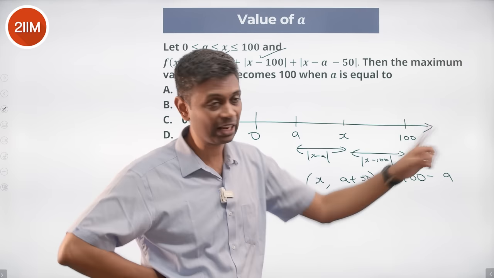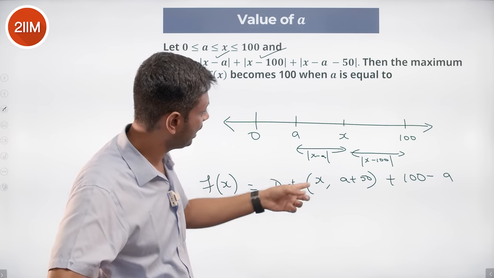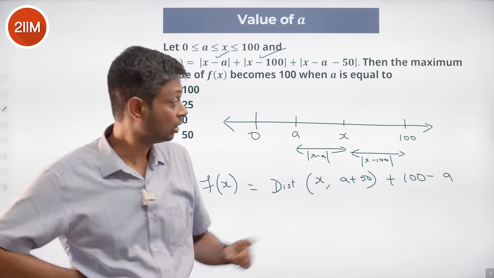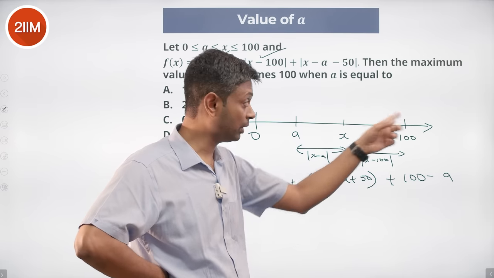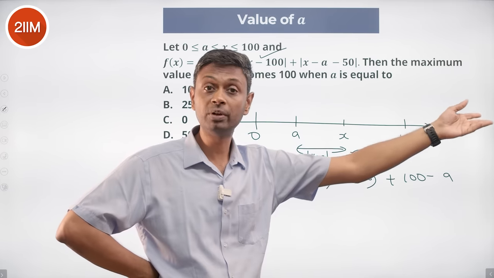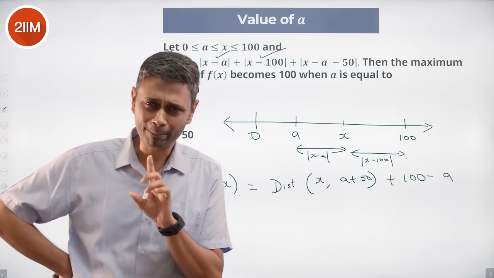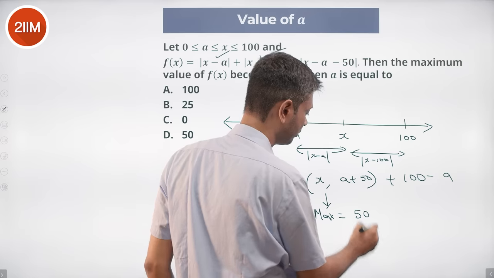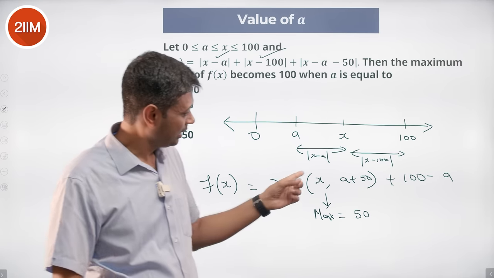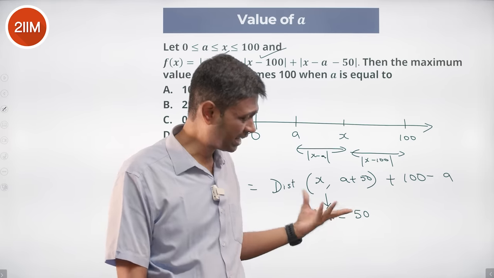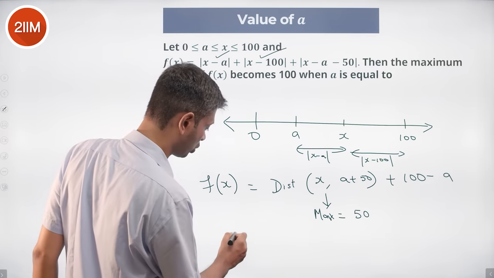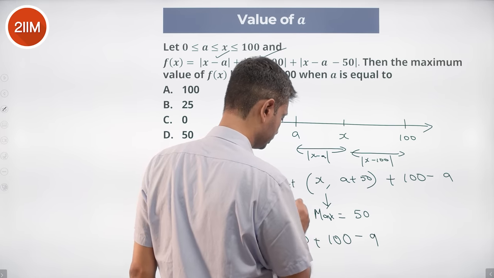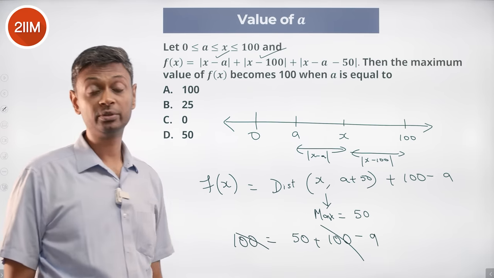If x were greater than a plus 50, then we'll have 0, a plus 50, x. Then x and a plus 50 cannot have a distance of 50. Why? Because if a plus 50 were 50, x would be 100. That's not possible, because a plus 100 will be more than 100, because 0 is less than or equal to a. So the maximum distance would be 50 when x is at a, and a to a plus 50 distance is 50. So this maximum is 50, or when the maximum goes to 100, 100 is equal to 50 plus 100 minus a. Or this maximum is when a is equal to 50.